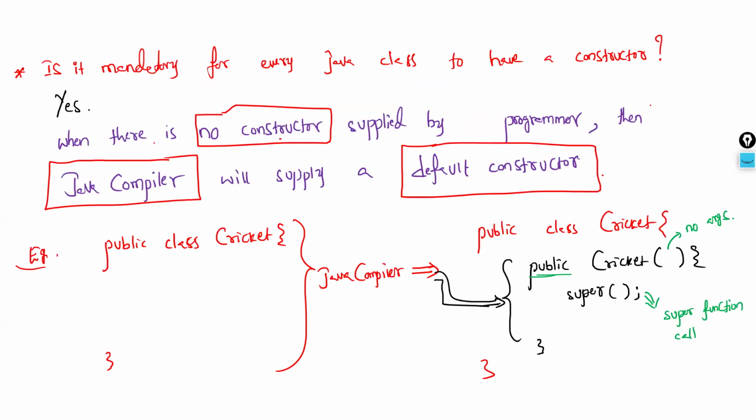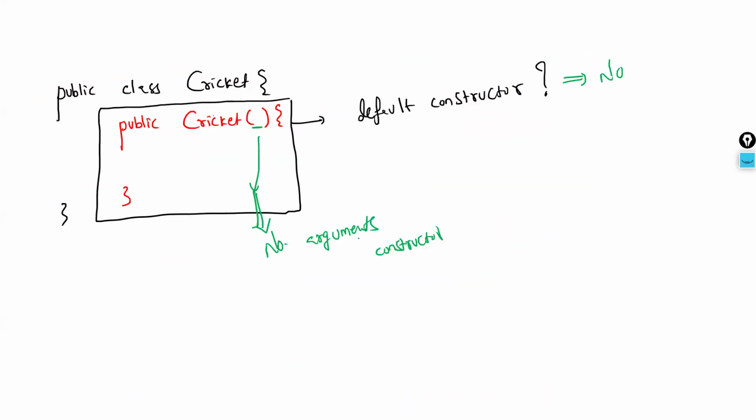So get this point very clearly. Default constructor is a no-argument constructor, but not every no-argument constructor is a default constructor. The reverse is no. That's why I'm asking the question in the reverse way. Am I confusing you unnecessarily, or am I giving clarity? Sure?